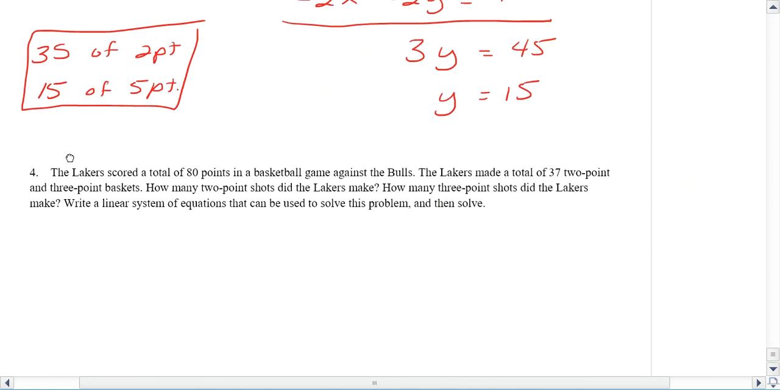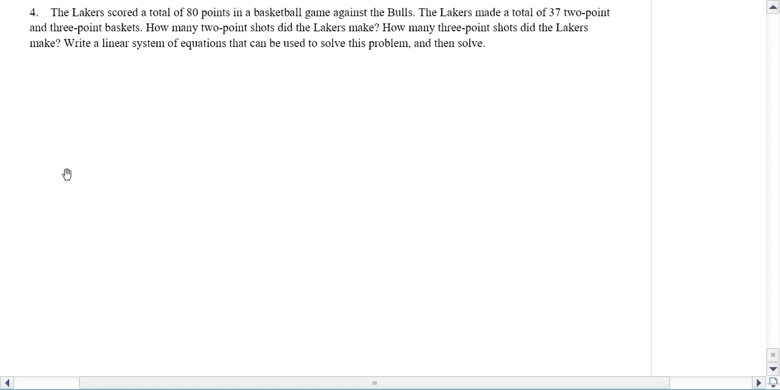All right, this last example. The Lakers scored 80 points in a game. They made 37 baskets, together the 2 and the 3-point baskets. So again, we're going to have an equation that talks about the total number of baskets that were made. We're disregarding free throws in this problem. And we're going to have an equation that talks about points. So once again, you've got to assign your variables. I'm going to choose x to be the 2-point shots and y to be the 3-point shots. We know that there was a total of 37 baskets made, so x plus y is 37.